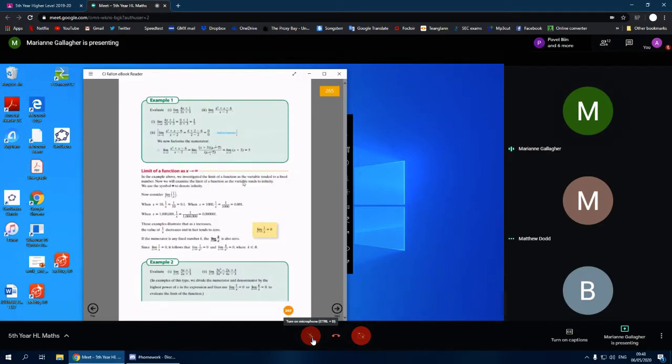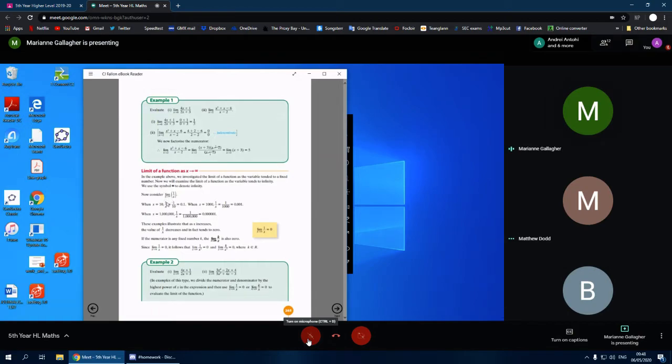So we're going to examine the limit of a function as the variable tends to infinity. Have you seen this symbol for infinity before? It's like an 8 on its side. Yeah, it's just a sideways 8, and that's infinity, which means the biggest number you can possibly think of, and then some. So the limit as x tends to infinity of things.